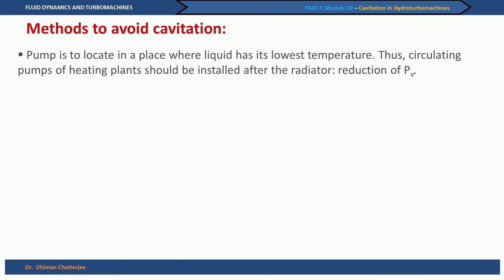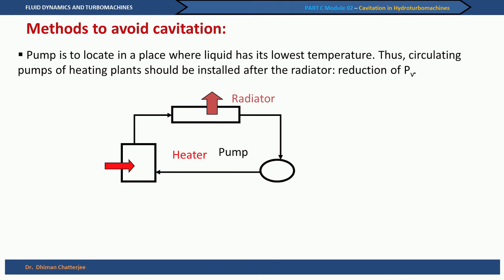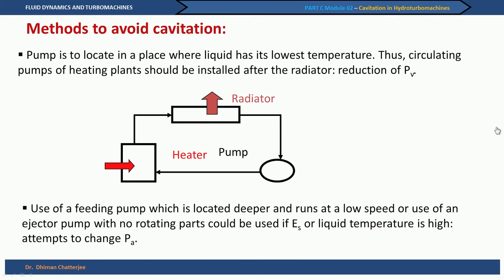And if we have to deal with temperatures which are varying, then we should try to locate the pump in a region where the liquid has its lowest temperature. The circulating pumps of heating plants should be installed after the radiator for the reduction of the vapor pressure. Use of a feeding pump which is located deeper and runs at a low speed, or use of an ejector pump or a jet pump, which is many times used.